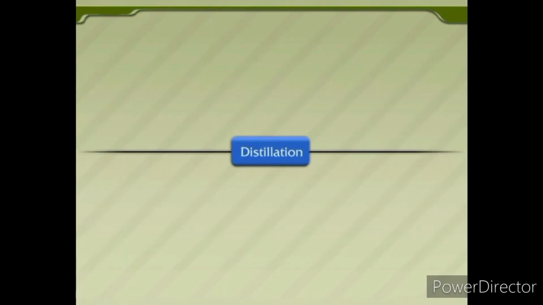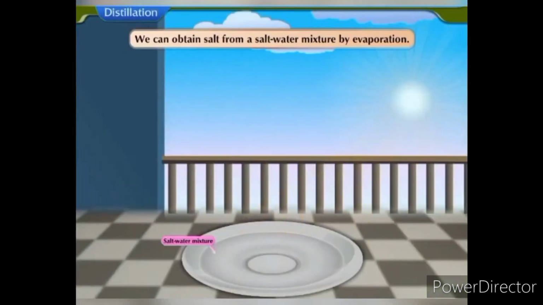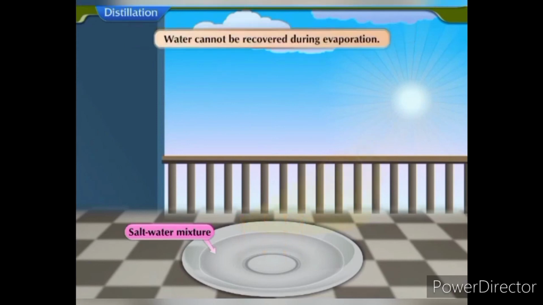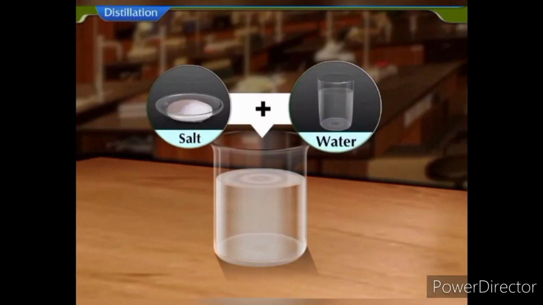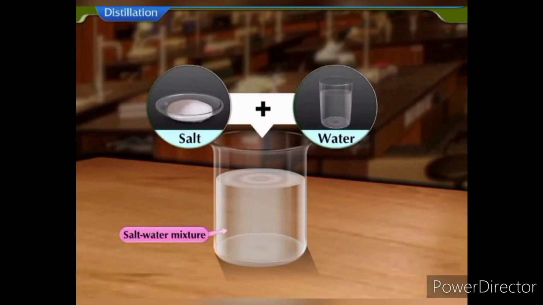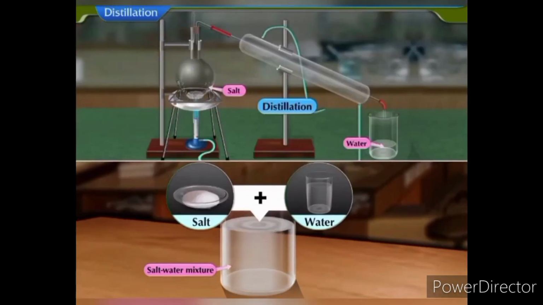Distillation. We can obtain salt from salt water mixture by evaporation. Water cannot be recovered during evaporation but is lost in the air. In order to recover both salt as well as water from salt water mixture, the process of distillation is used.